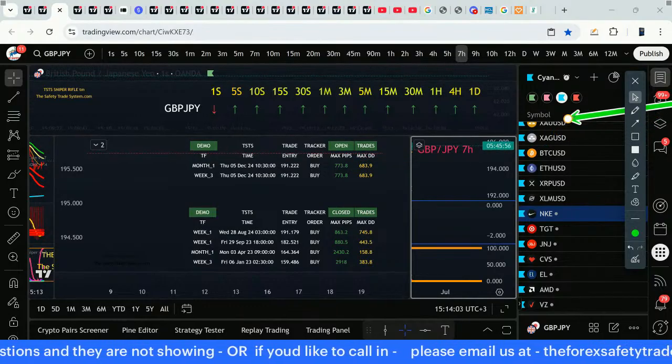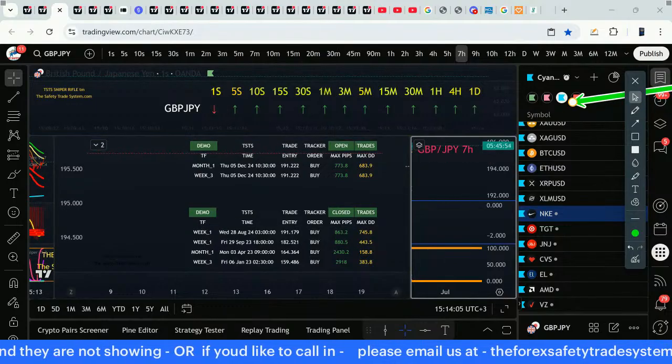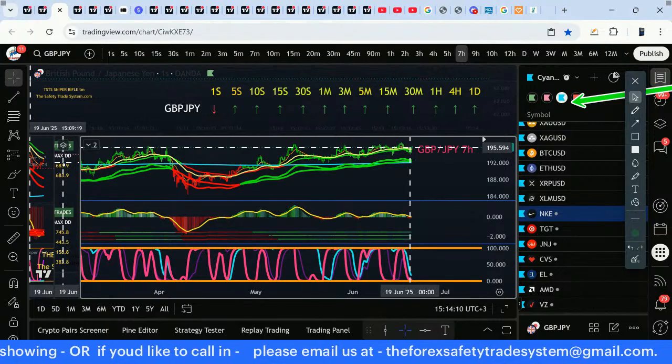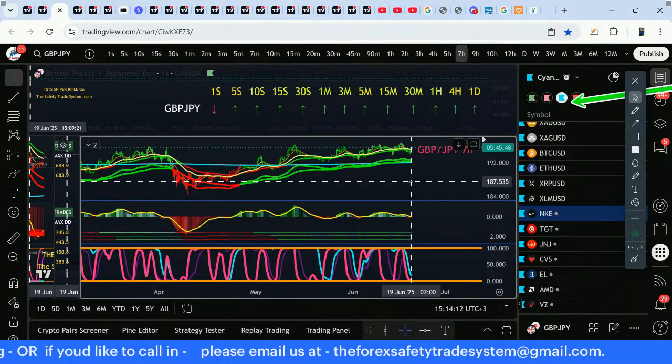840. I don't know if there's any news today. I don't care if there's any news today. There's no one in the market. I doubt there's any news today. All right. So it's reading the charts correctly.